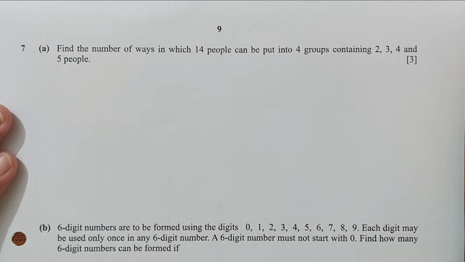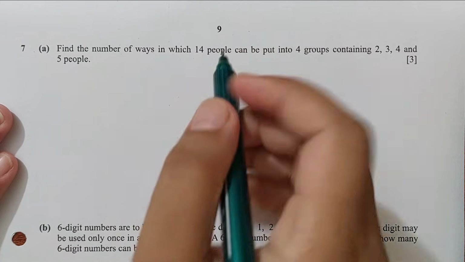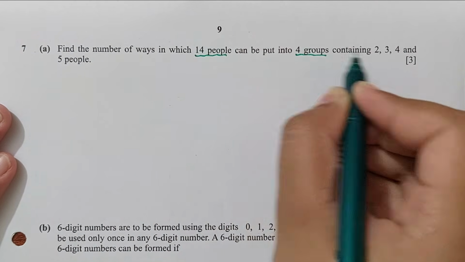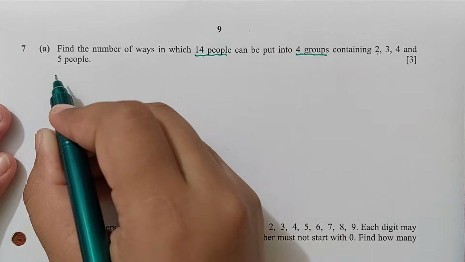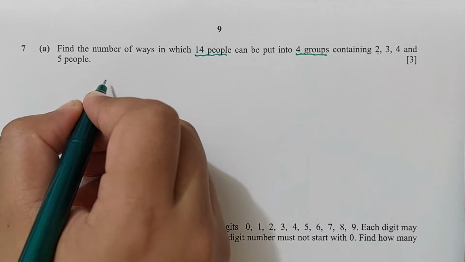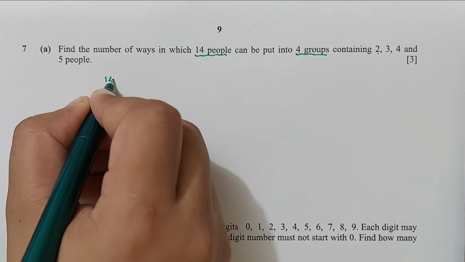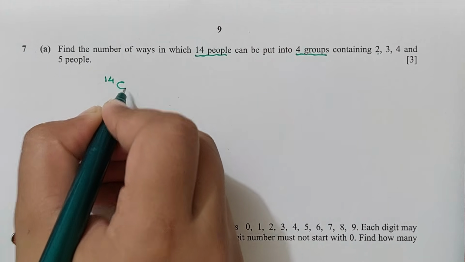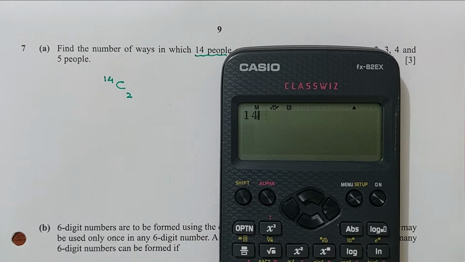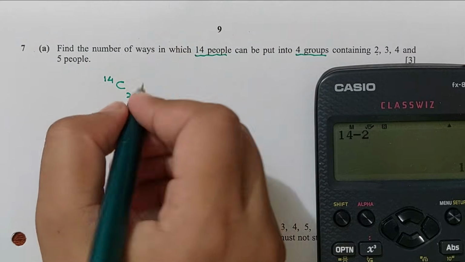Question number 7, part A. Find the number of ways in which 14 people can be put into 4 groups containing 2, 3, 4 and 5 people, right, out of 14. So the number of combinations is 14. The first group contains 2 people, right? Now from 14, the 2 are already taken. We are left with a total of 12.